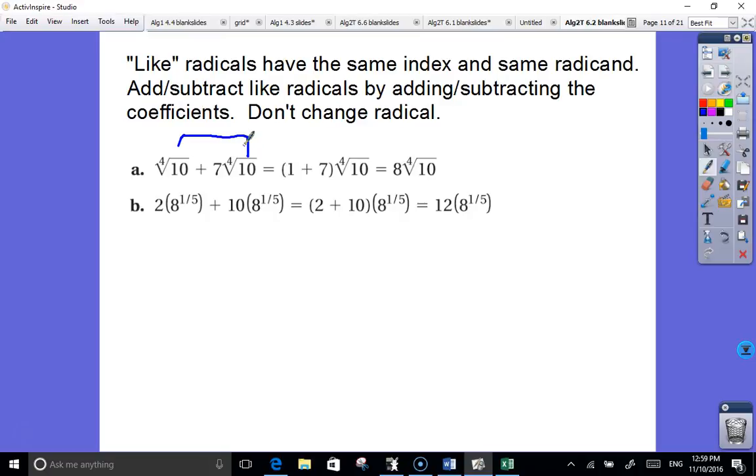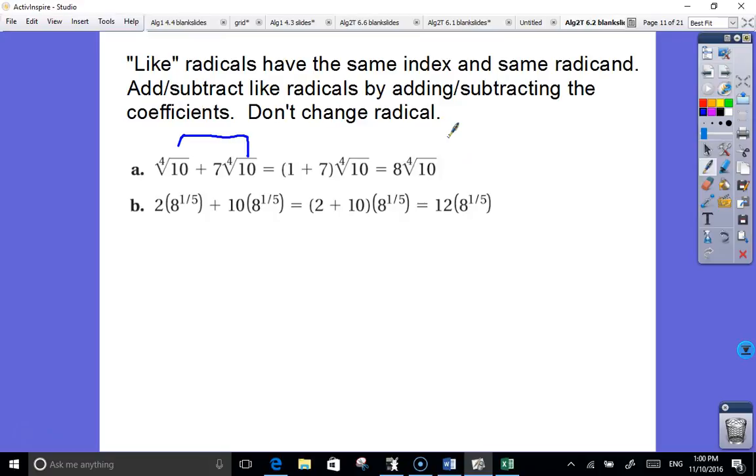So now you combine them by combining the coefficients, just like you do like terms. If I had 1x to the fourth plus 7x to the fourth, I would add the 1 plus 7. I get 8x to the fourth. I've got 1 times the fourth root of 10 plus 7 times the fourth root of 10. So add the 1 plus 7. That's 8 times the fourth root of 10.